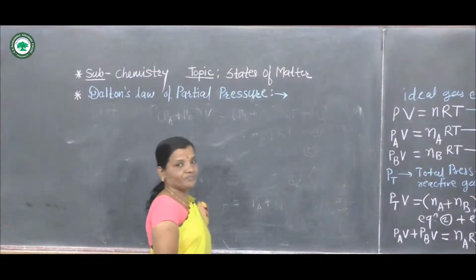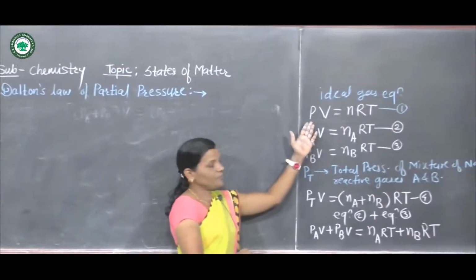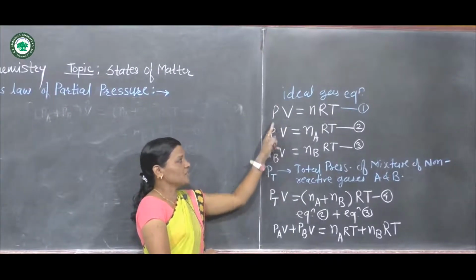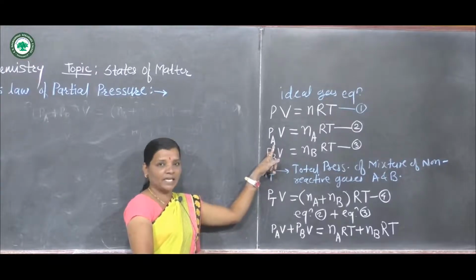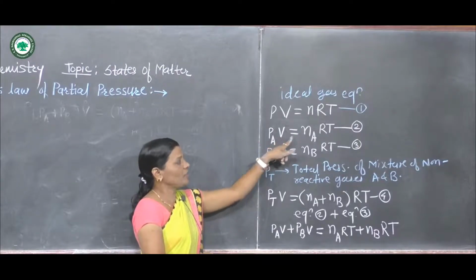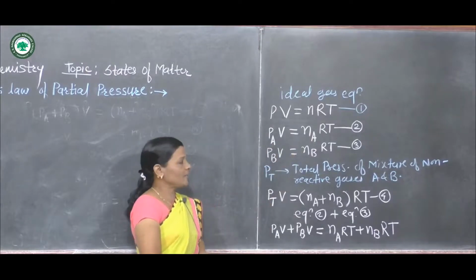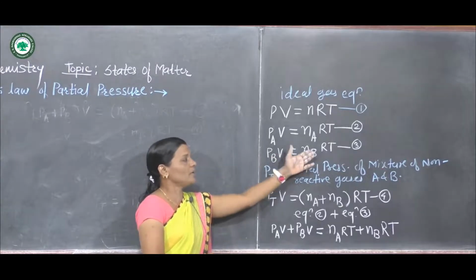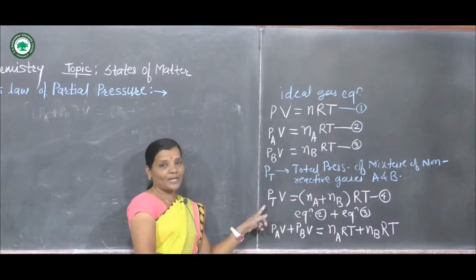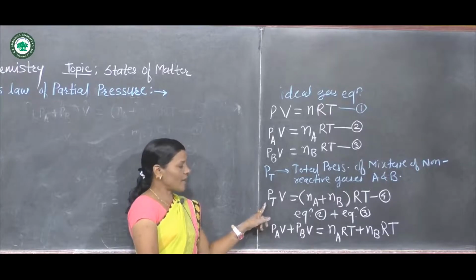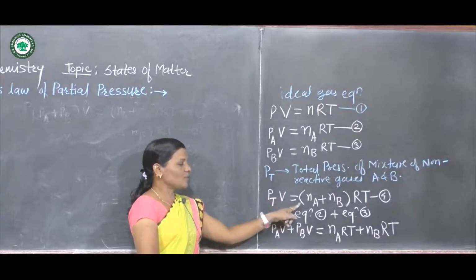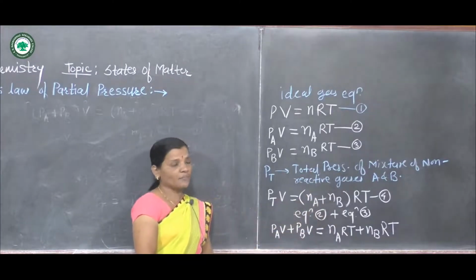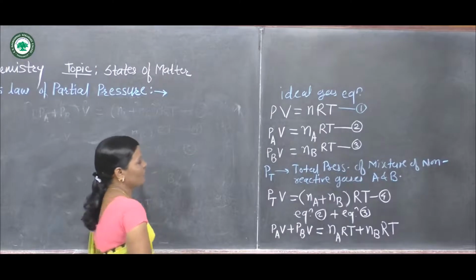Now here we have considered PV is equal to nRT, that is the ideal gas equation. And from this equation we have written the equation for gas A in a container, PA into V is equal to Na into RT. For gas B in that same container, PB into V is equal to NB into RT, and the total pressure of that mixture of gases is given by PT into V is equal to, in bracket, Na plus NB bracket complete into RT.